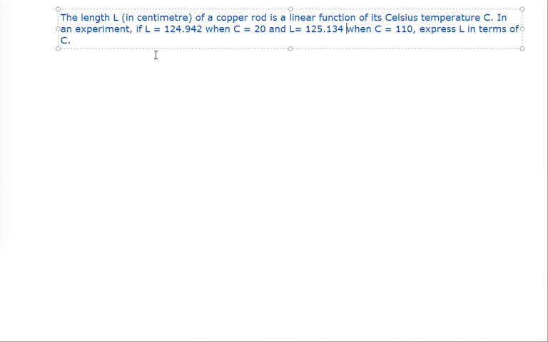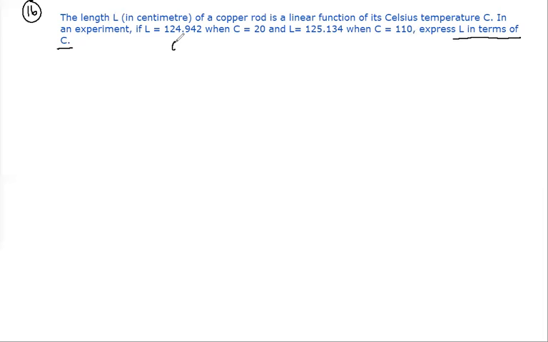All right students, last sum students, let's do this sum 16. This is sum 16 in your unsolved. Now we are doing mostly unsolved questions today. Okay, Amanat, you read this. Speak louder. The length L in centimeters of a copper rod is a linear function of Celsius temperature C. In an experiment, if L is 124.942 when C is 20 and L is 125.134 when C is 110, express L in terms of C. Oh, wonderful! What a conceptual question. I love this.